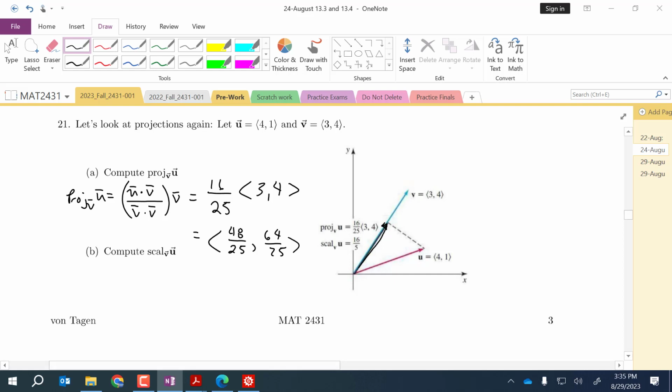So again, I've kind of poked fun at the computation. You do have to be able to do it. You'll get plenty of practice with that. But conceptually, what did we just do? We just took this red vector right here, and we thought of collapsing it onto the blue vector, and we got a new vector, and that's what it is.